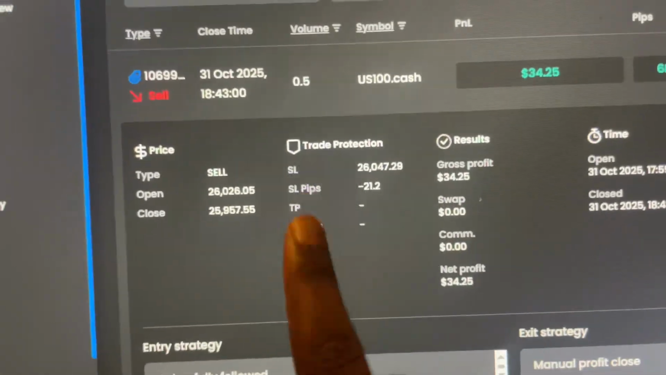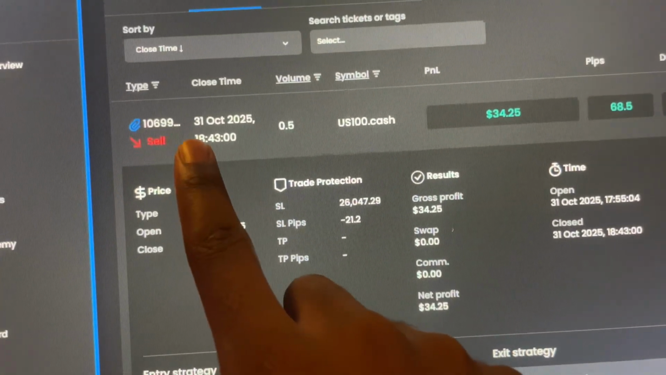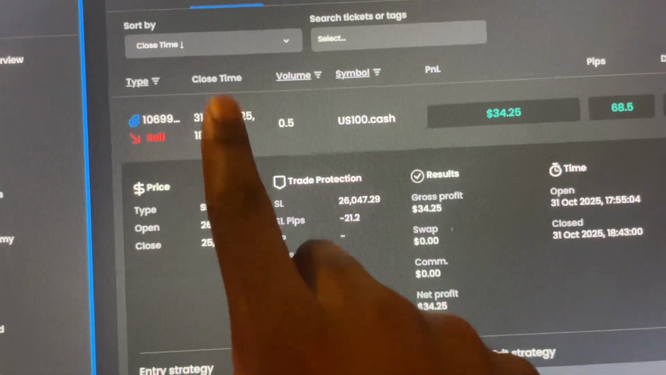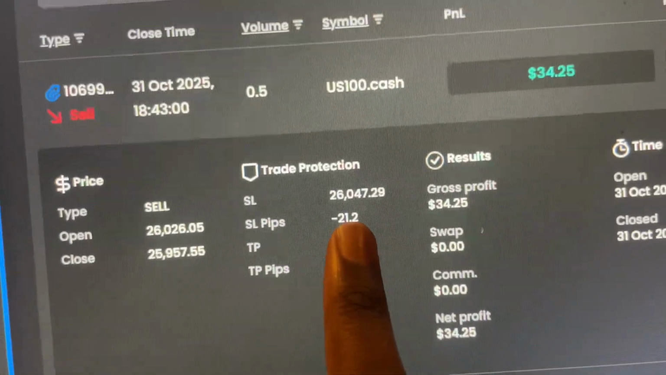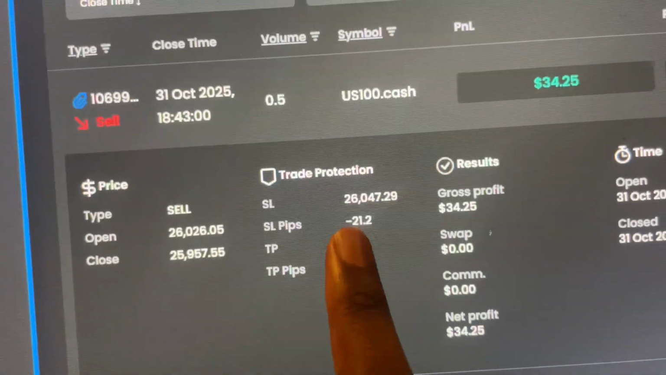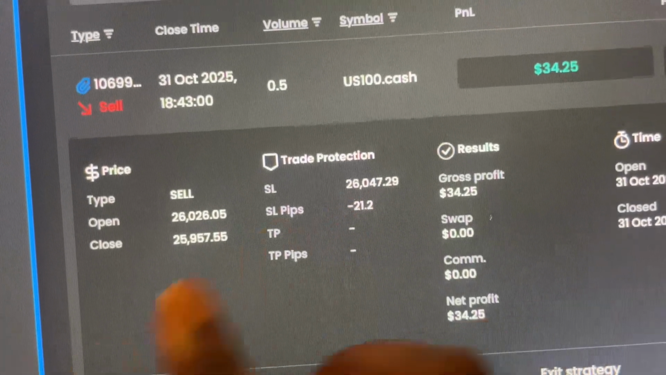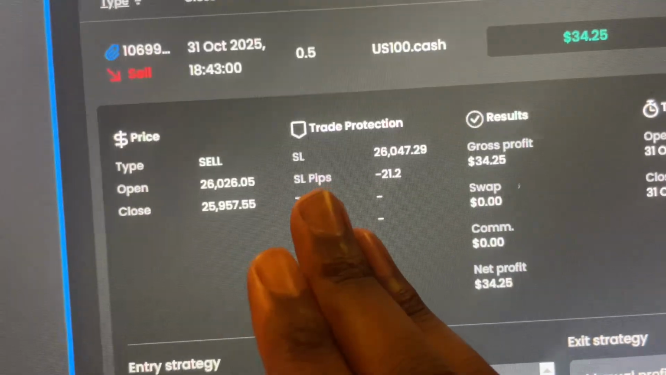You see the trade I took here? I took a sell, like I was saying. I took a sell on Friday, and this was my stop loss, 21.2. And each time before I trade, I ask God, please help me set a stop loss that's going to allow the trade to work out if there's a potential for it to go in my direction.